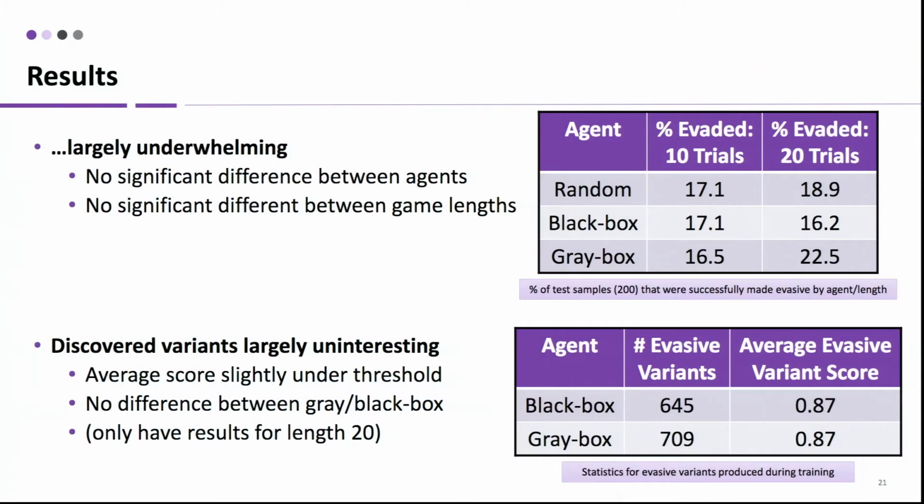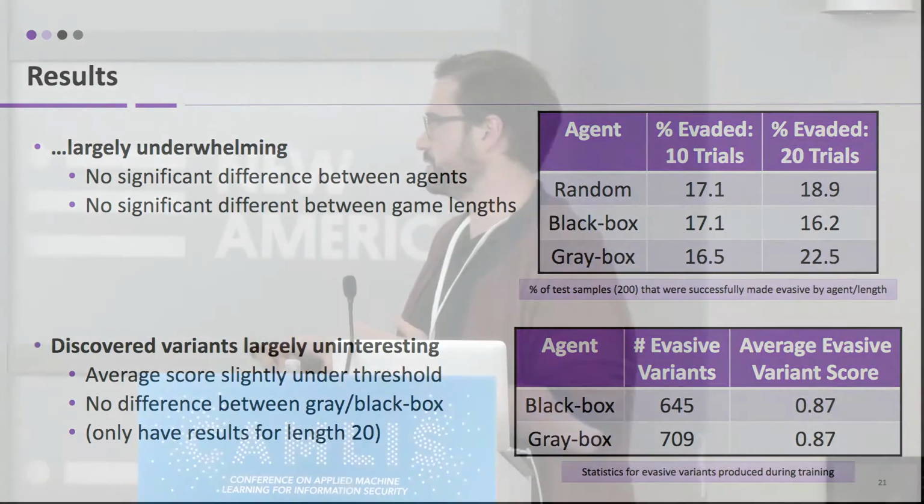So the results were largely underwhelming. There was no significant difference between the agents. You can see there in that second column, when we did 10 trials, the random agent, the black box agent, the gray box agent, all of them, about the same percent that they were able to make evasive. And even if you increased the game length, that didn't really matter at all. In fact, the black box agent did 2.7% worse than the random agent. So there really wasn't much of a difference between the agents or the game lengths.